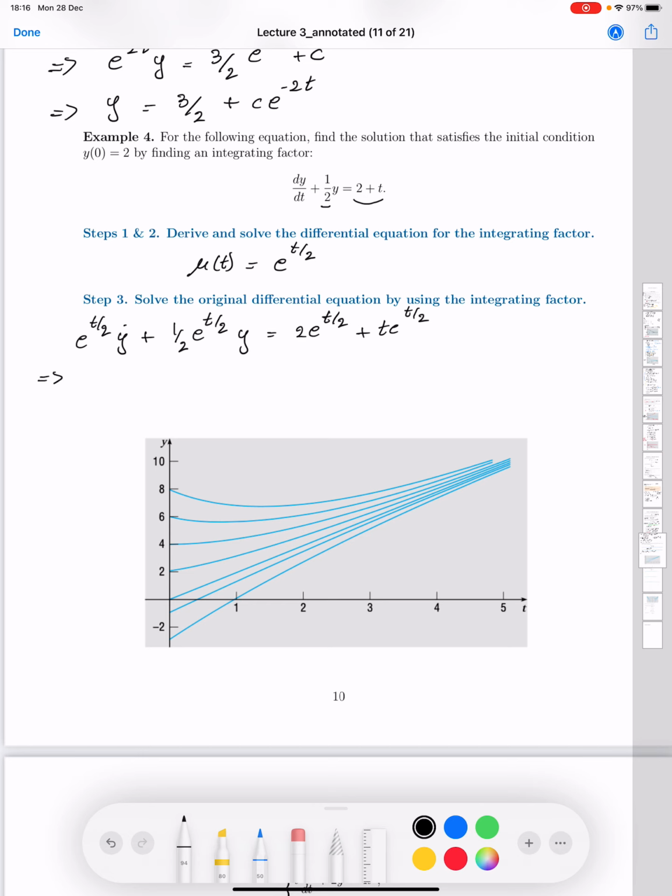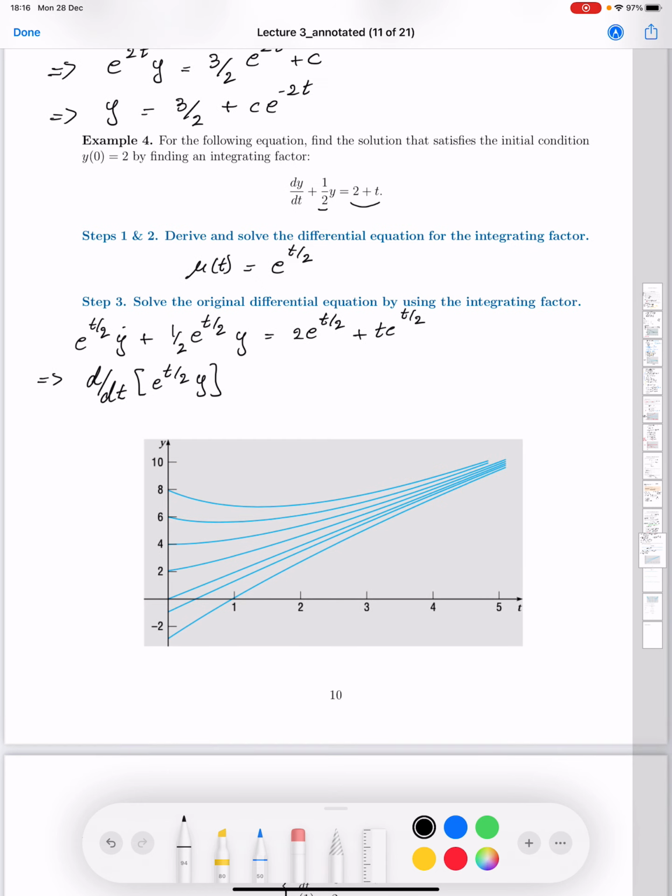Now this term here, I don't need to even calculate, this will be equal to the derivative of e to the power of t over 2 times y, and then I will have the right hand side, right?